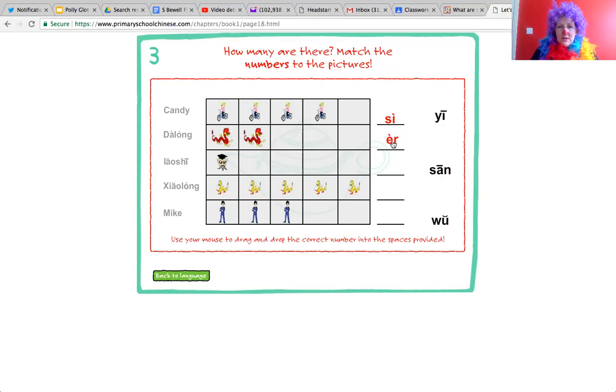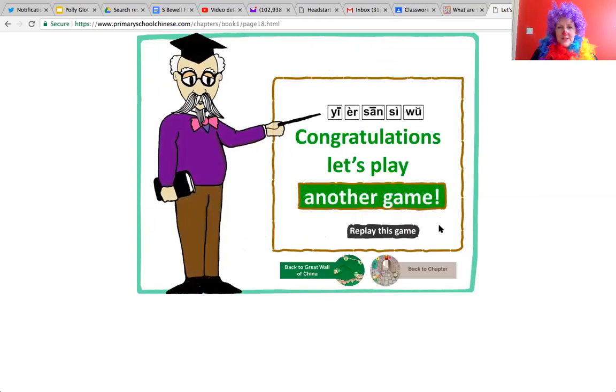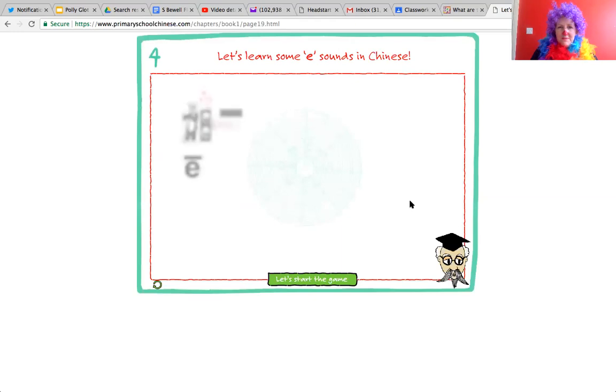Let's try. And Lǎoshī, there's just the 1 teacher, so that would be 1. And then on the next line, Xiaolong, there are 5 dragons. So would that be 3 or would that be 5? You're right, it would be 5. And lastly, Mike. 1 2 3. Congratulations, well done. Okay, let's play another game.